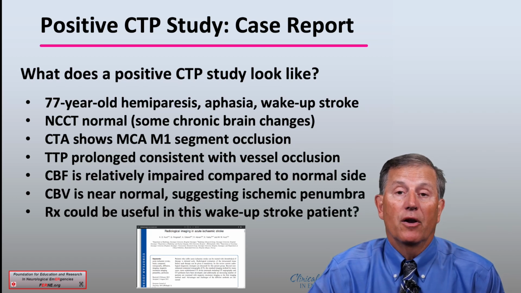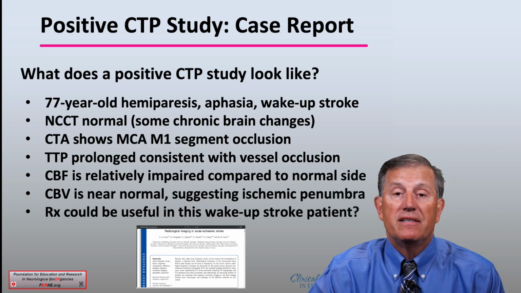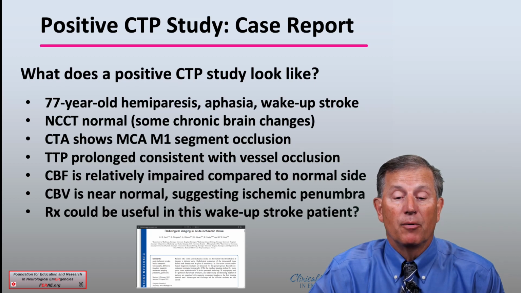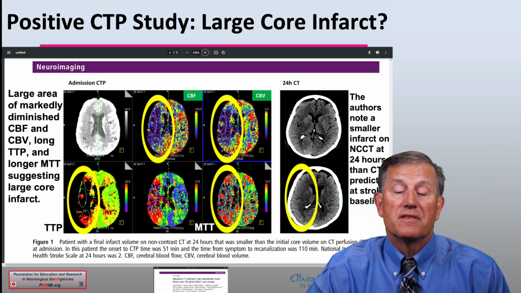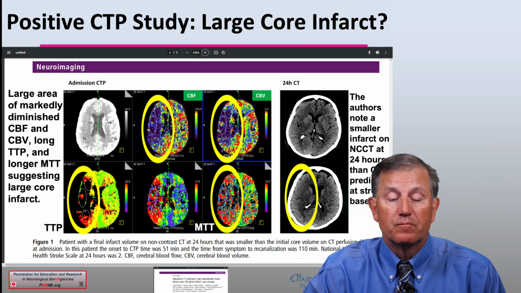And the answer with a large ischemic penumbra is yes. EVT and other therapies may be of benefit to this patient because the core infarct is relatively small and the ischemic penumbra is relatively large. In this next positive CT perfusion study, we will consider the issue of a potential large core infarct.